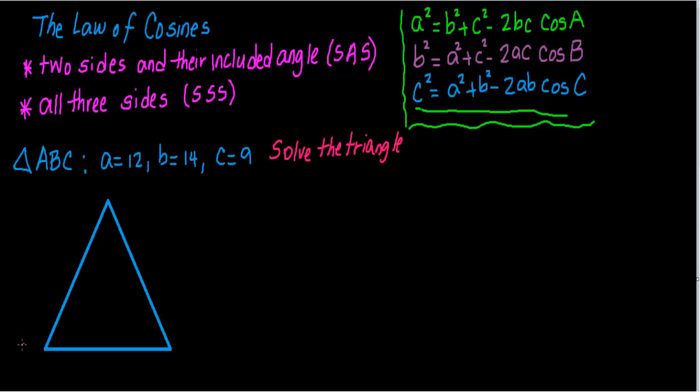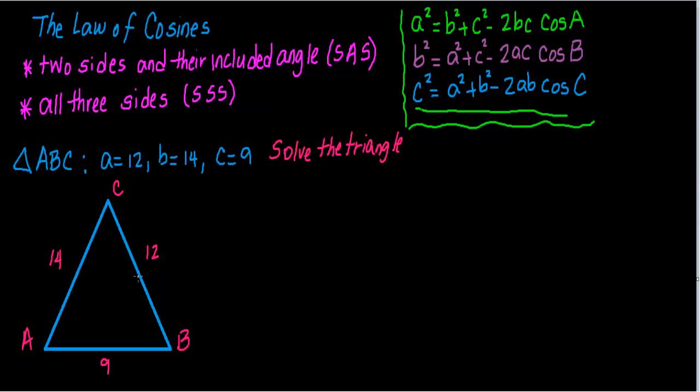So let's label this triangle A, B, C. A is 12, so that's the side directly across angle A. B is 14, that's the side directly across angle B, and C is 9, which is the side directly across angle C. And now we have side, side, side. So we're going to use the law of cosines. We can't use the law of sines. We don't have enough information for it.